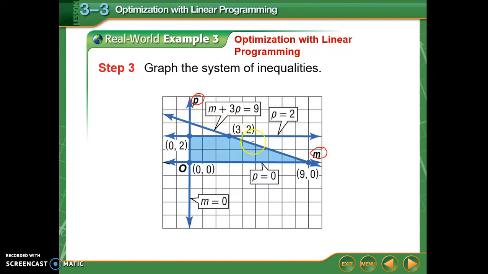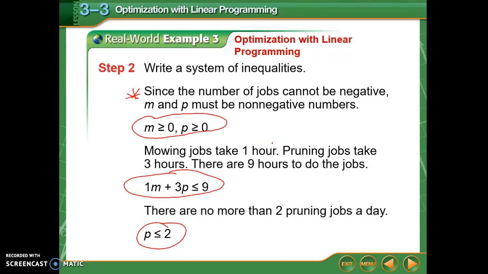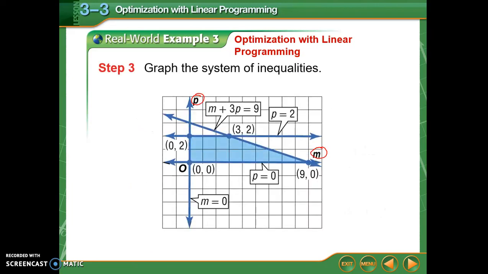Here's m plus 3p equals 9. Remember that that inequality is actually m plus 3p is less than or equal to 9. So when you solve that, you would shade this direction. And then it has to be greater than 0 in both directions, so that leaves me with this quadrilateral region, and I have 4 vertices: (3, 2), (0, 2), (0, 0), and (9, 0). So I'm going to maximize my income by plugging those 4 vertices into the function.